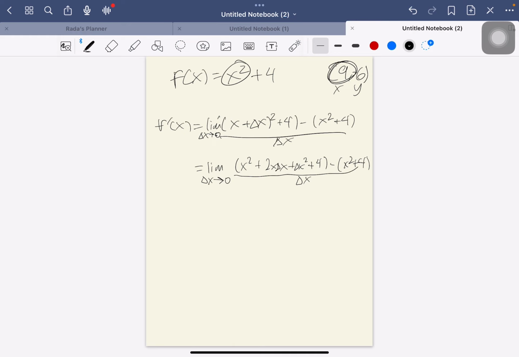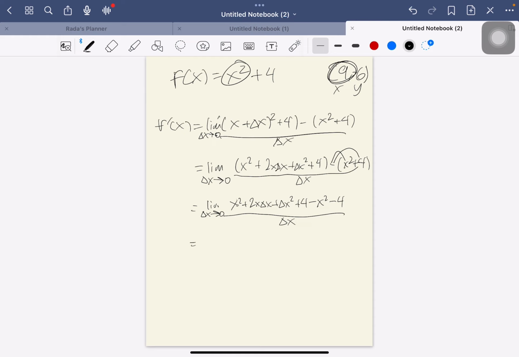So now we get rid of the parentheses, so it will become the limit of delta. I just put this so I don't forget, but the actual hierarchical writing of the formula is limit of x squared plus 2x delta x plus delta x squared plus 4. Negative times x squared is negative x squared. Negative times 4 is minus 4 over delta x as delta x approaches 0.